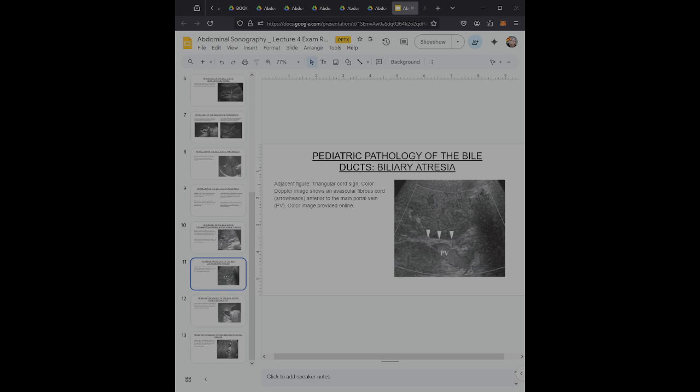Sonographically, you will not see the biliary ducts. You will see signs of cirrhosis and portal hypertension. So here you can see a vascular fibrous cord anterior to the main portal vein.